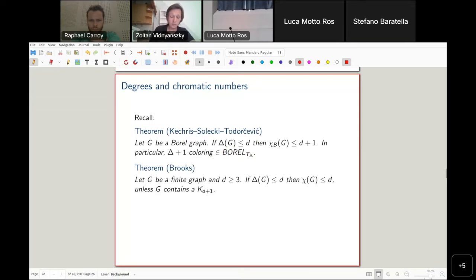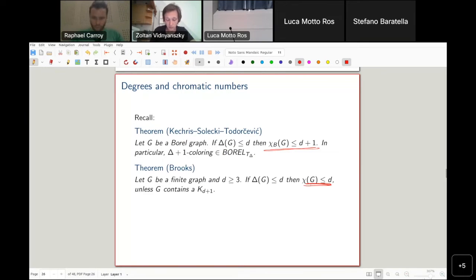But in the finite world, there is a much better version of this theorem, called Brooks' theorem. It actually says when you can achieve this bound, this Δ+1 bound. It says that unless something trivial happens, the chromatic number bound is actually Δ.